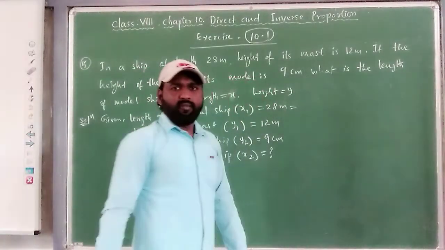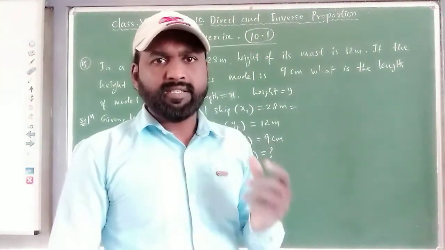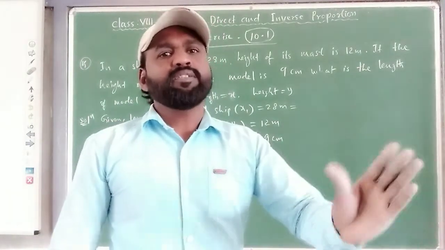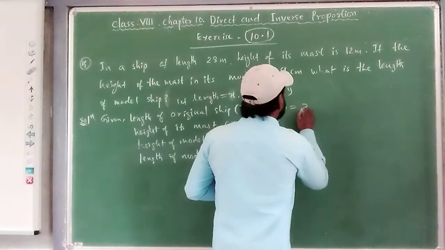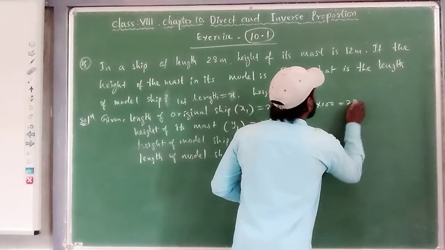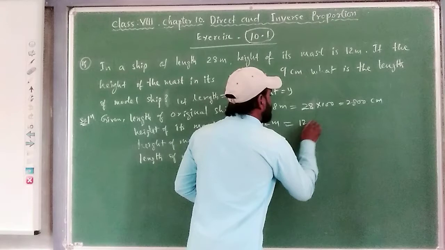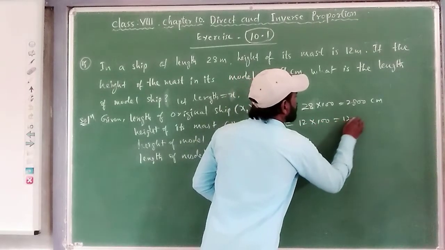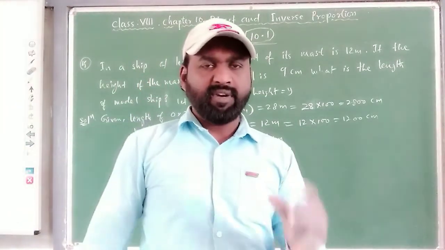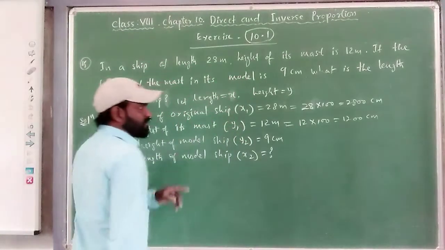We all know that 1 meter is equal to 100 centimeters. That is the conversion rate from meters to centimeters. So 28 meters into 100 is 2800, now converted to centimeters. Next, 12 meters: 12 into 100 will be 1200 centimeters. Why are we multiplying with 100? Because the conversion rate is 1 meter equals 100 centimeters. So now these are converted to centimeters.